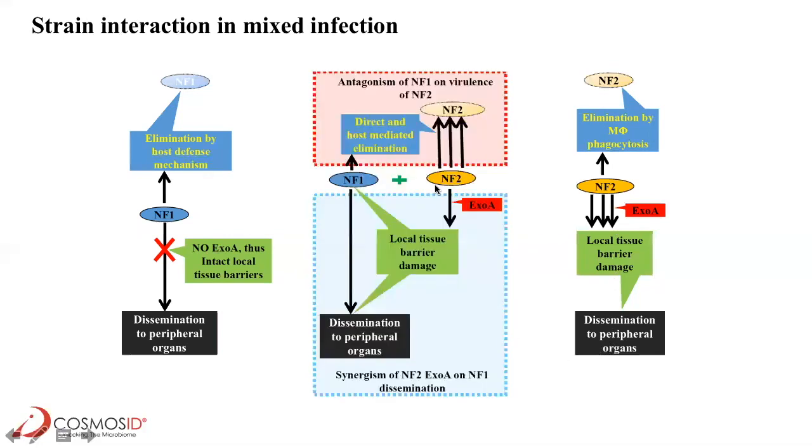However, when you have a mixed infection, this EXO-A from the virulent strain disrupts the local tissue barrier and paves the path for the avirulent strain to disseminate to the peripheral organ. Such synergism of virulent and avirulent strains is very important, particularly in a natural infection, when we try to develop a therapeutic approach, and also for diagnostics and proper management of a disease.